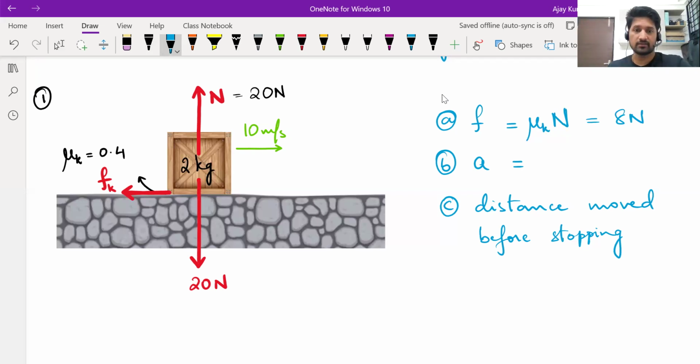Pawan, how much will the acceleration of the block be? Sir, 1 meter per second, sir. Why will it be 1? Sir, now friction is 8 Newtons, sir. Friction is 8, opposite 10 Newton. That 10 is not a force.